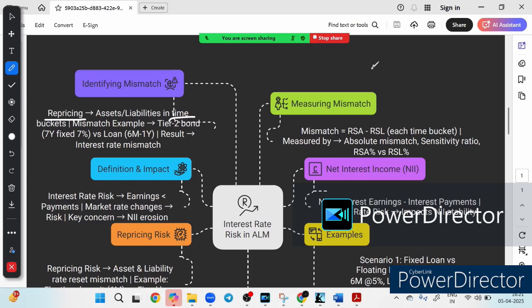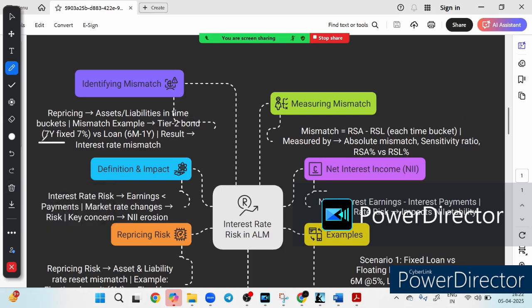So basically, what do banks want to track? Banks want to track when they will reprice. And for that, they categorize assets and liabilities into time buckets. And what are the time buckets? We have already covered that in the previous lecture. I think there are 10 time buckets prescribed by RBI. So let me give you one example.